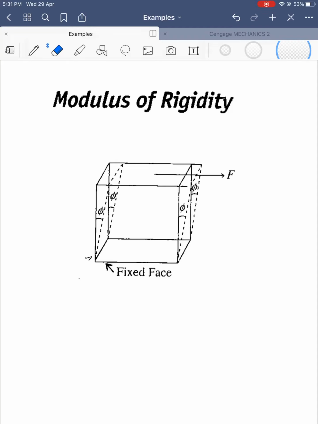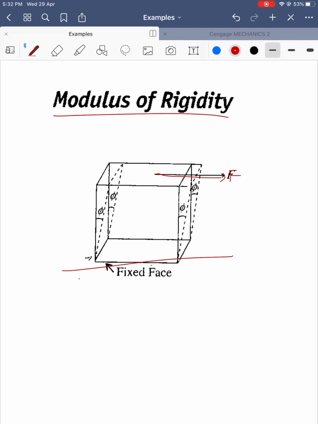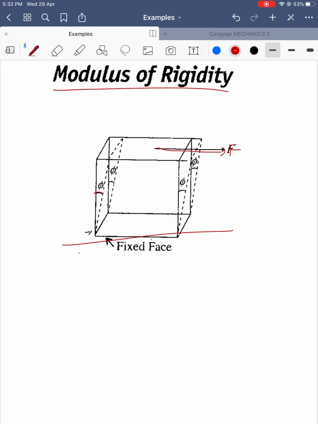Hi students, in this video we are going to see the last parts of elasticity. So, modulus of rigidity. Now you just see the bottom surface is fixed, and on the top surface a force is acting. Because of that there is a change in angle. Modulus of rigidity is denoted as nu, which is equal to force by area, over the deformation angle phi.